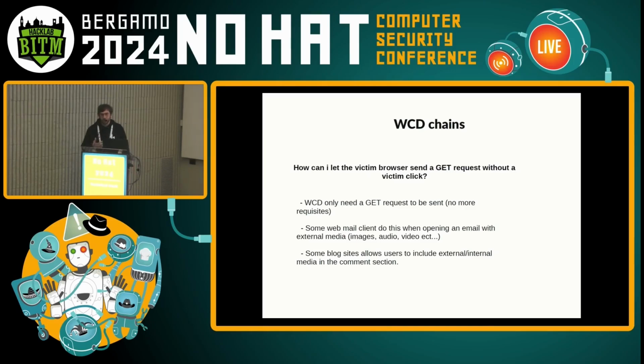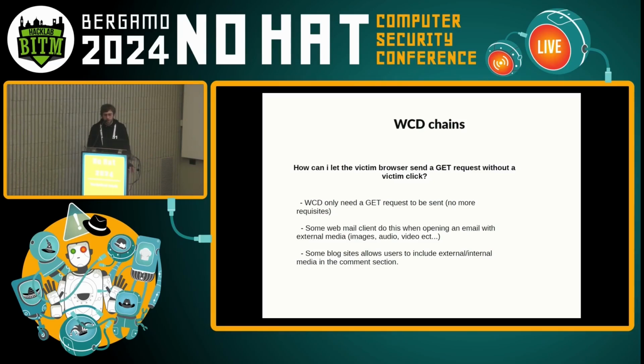So there is a last part. I asked myself, how can I let the victim send a GET request without a victim click? If you think about web cache deception, the requisites are unique, because this type of vulnerability only needs a GET request to work. If you think about, for example, reflected XSS, it does not only require the GET request, but it also requires that the browser interprets the reflected payload in the response. This is not the case for web cache deception.